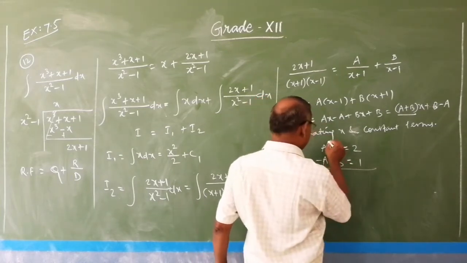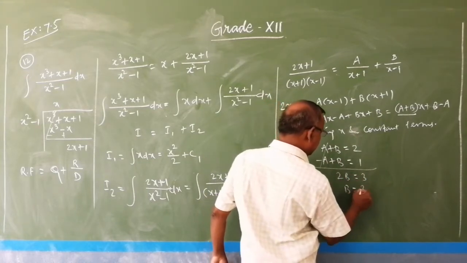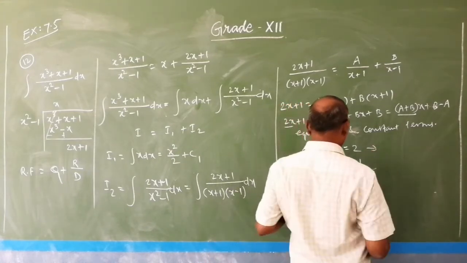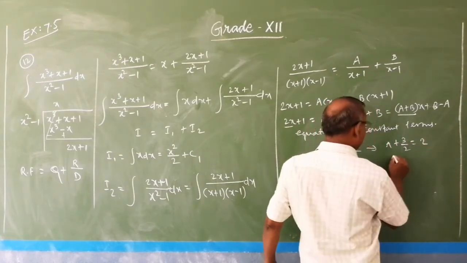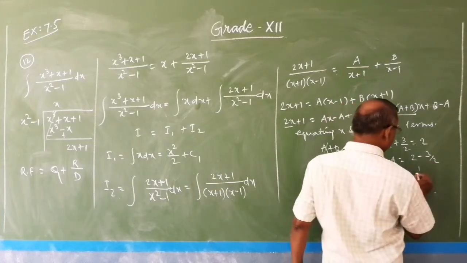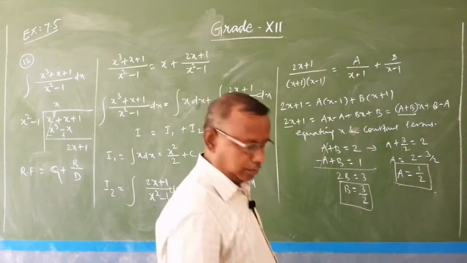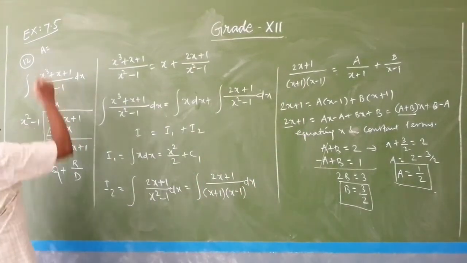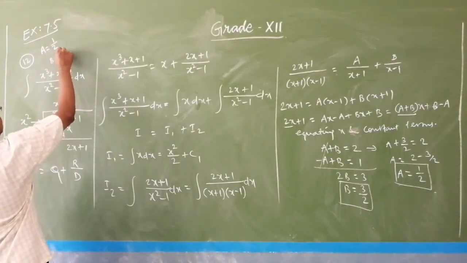Adding these two, we have 2B equal to 3, or B equal to 3/2. Substituting in the first equation, A plus 3/2 equal to 2, or A equal to 2 minus 3/2, which is 1/2. So A equal to 1/2 and B equal to 3/2. For our convenience we are writing here A equal to 1/2 and B equal to 3/2.